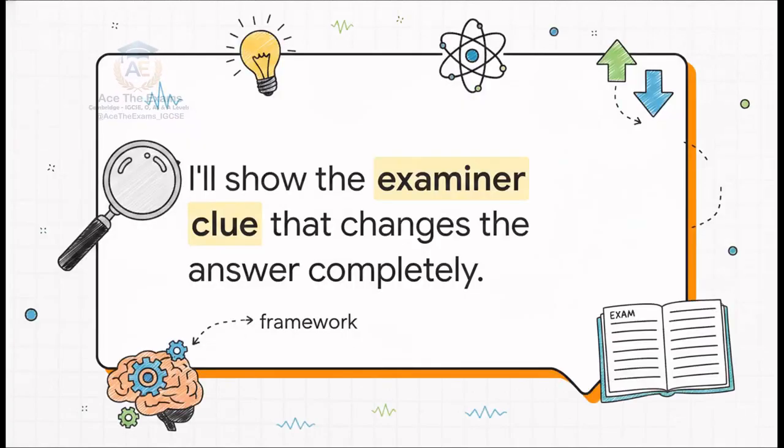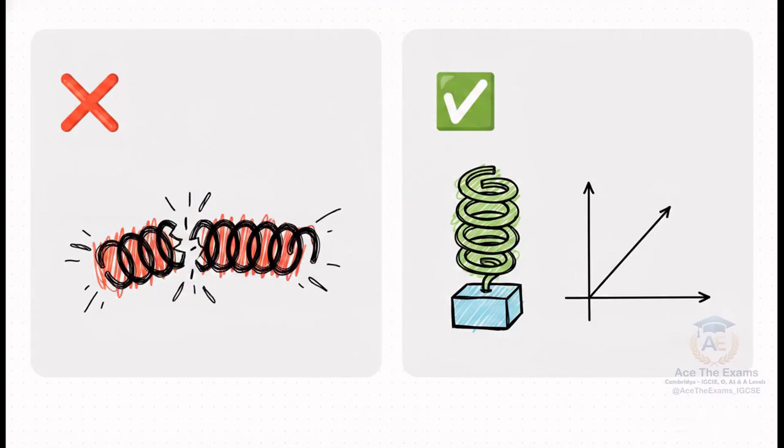Now listen closely. In a moment, I'll show you the examiner clue that changes the answer completely. But first, you need the framework that makes that clue obvious, because knowing the framework in theory is one thing, seeing it applied under actual high-pressure exam conditions is something else entirely. Let's put a disastrous, super vague student answer about Hooke's law up against a flawless, top-band response. The flawed answer says, the spring gets longer when you pull it, and if you pull too hard, it breaks. Yeah, 0 marks for scientific reasoning there.